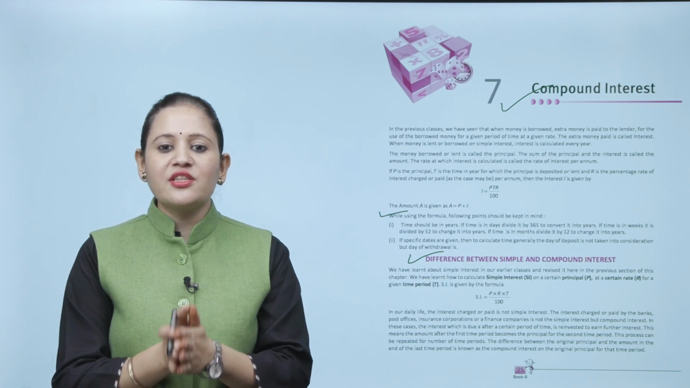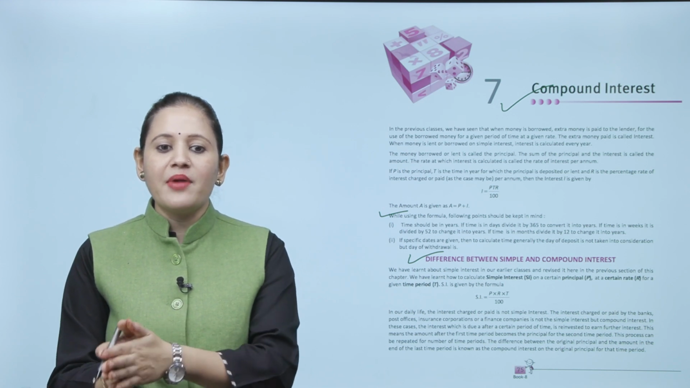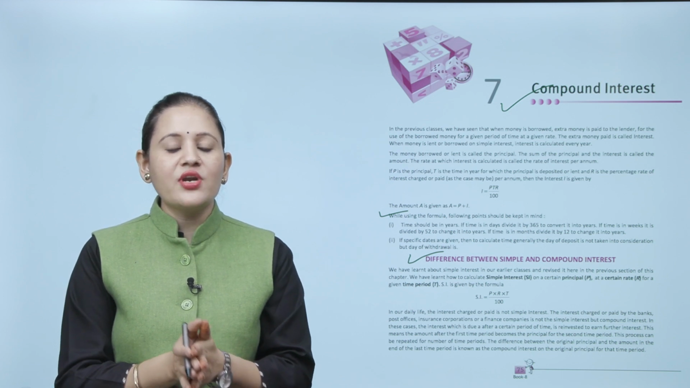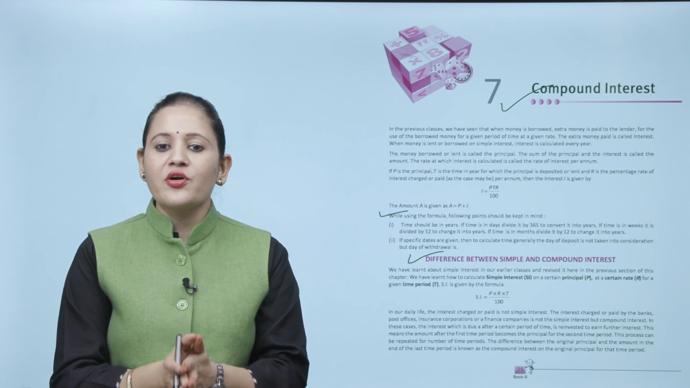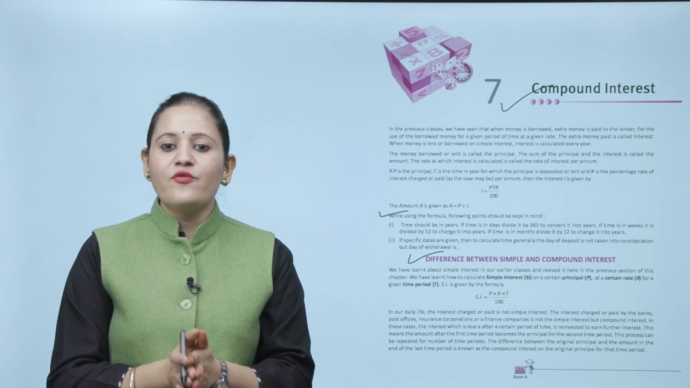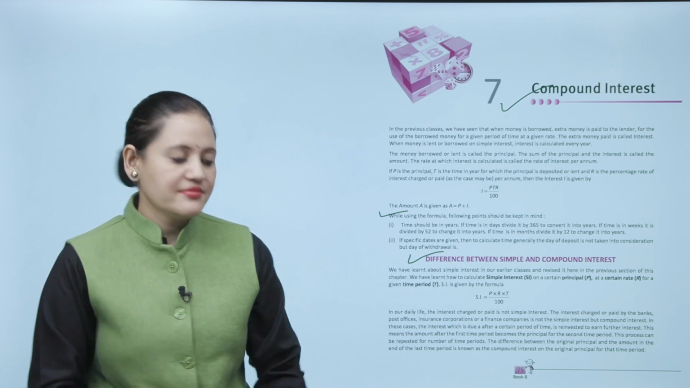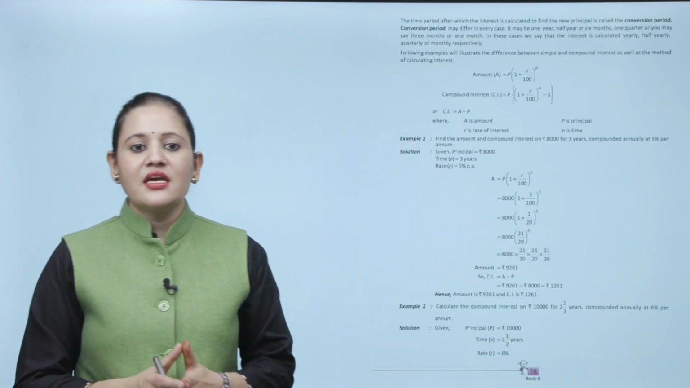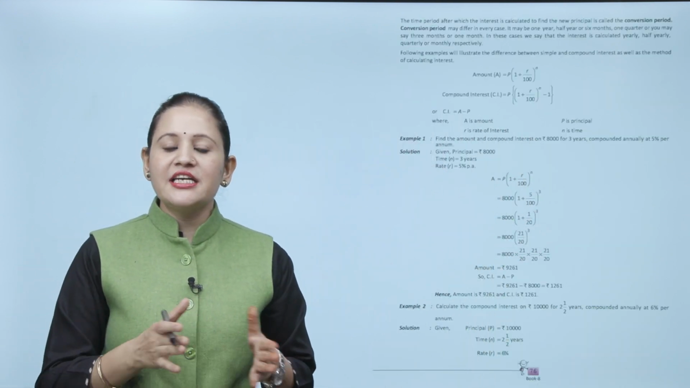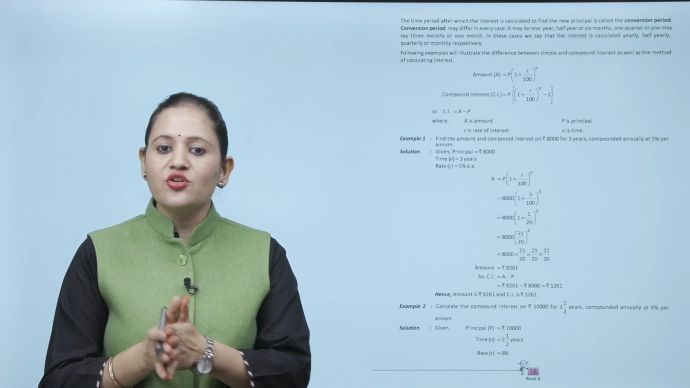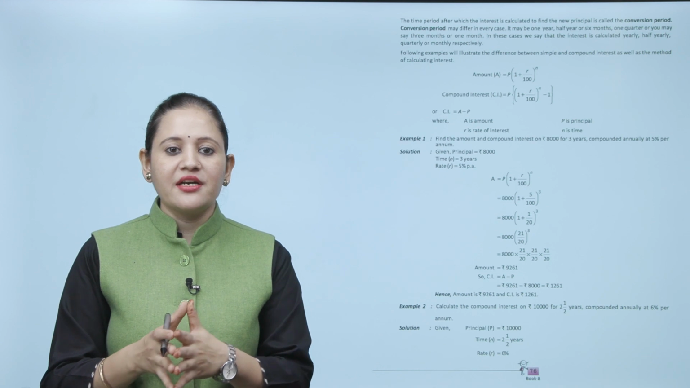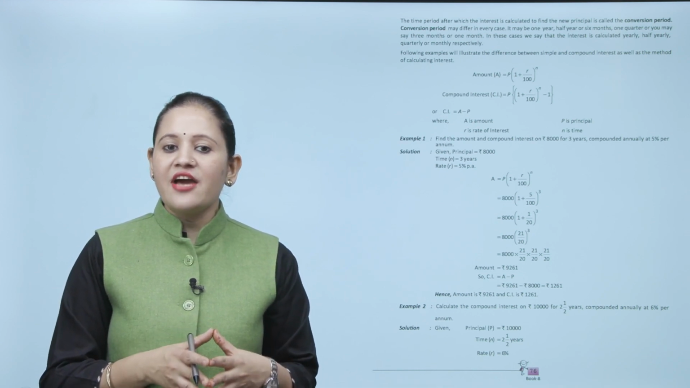The difference between the original principal and the amount at the end of the last time period is known as the compound interest on the original principal for that time period. The time period after which the interest is calculated to find the new principal is called the conversion period. It may differ in every case.